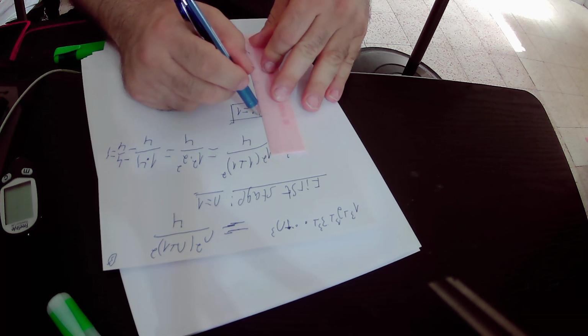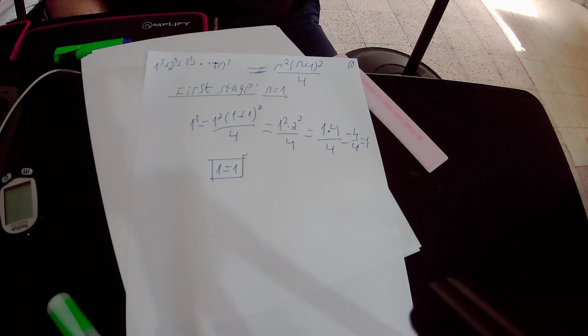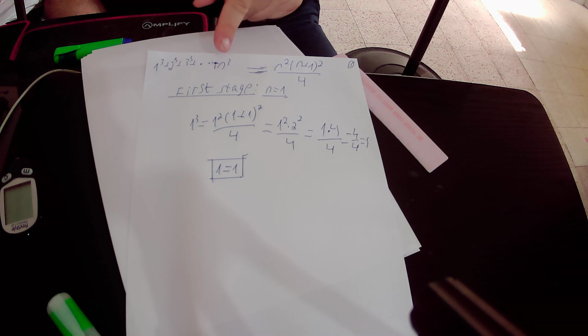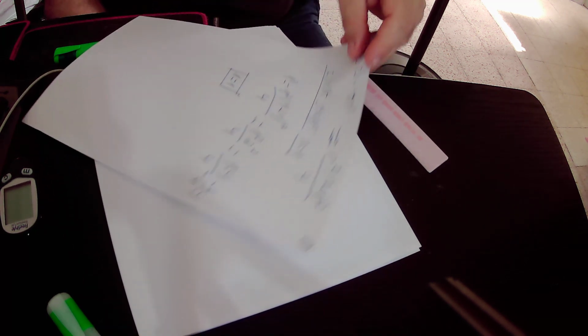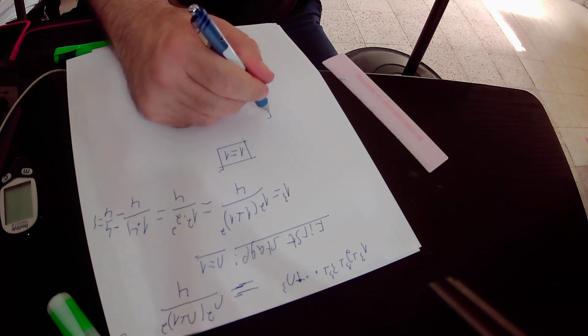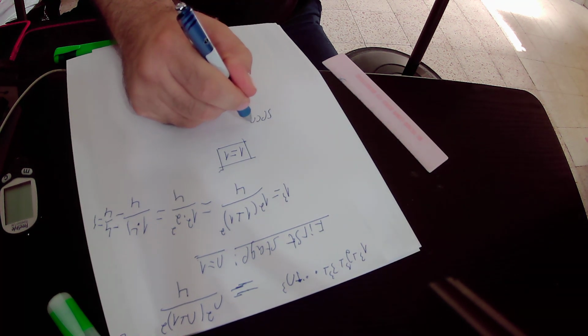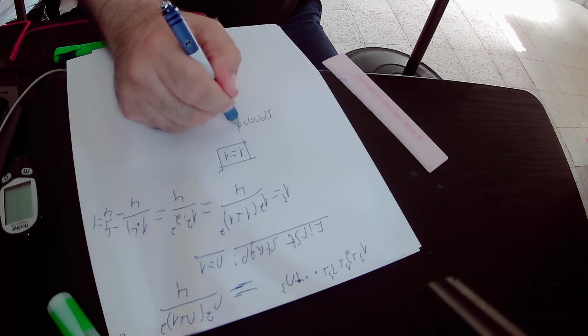So we passed the first stage, and we actually verified that this statement is true for n equals 1. Okay? Now we will move to the second stage. We will assume that this statement is true for n.